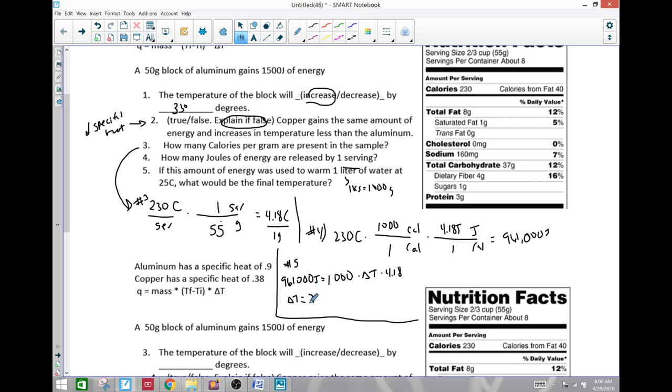So 230 degrees is my change, plus the 25 would be 255 degrees Celsius, which of course is well above boiling. It could get above that temperature if it were in a pressure cooker of some sort, but it will be easily boiling.